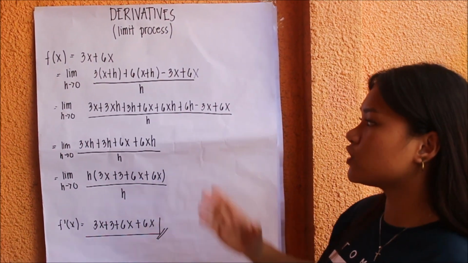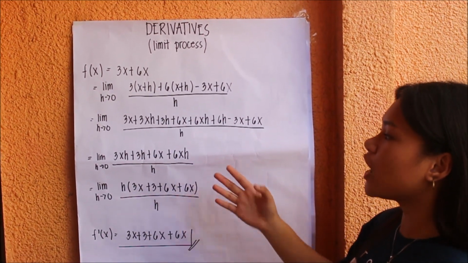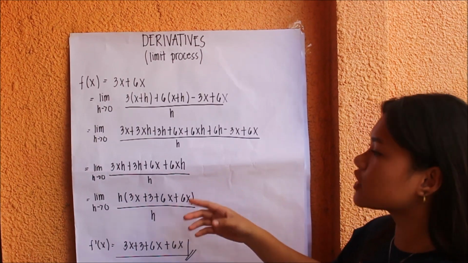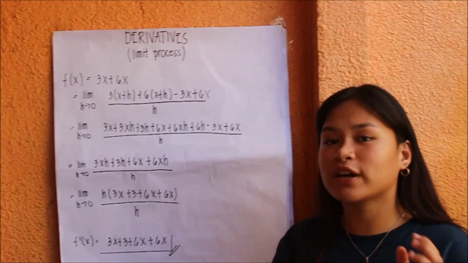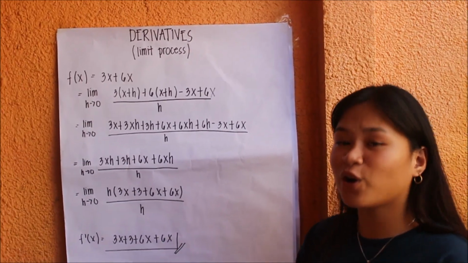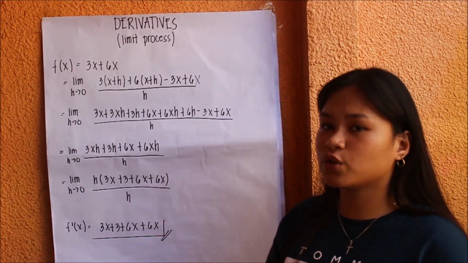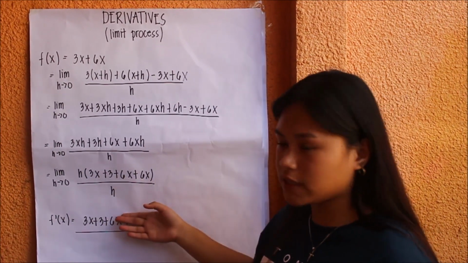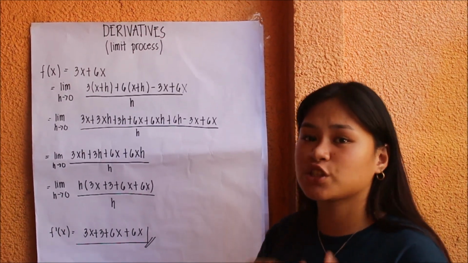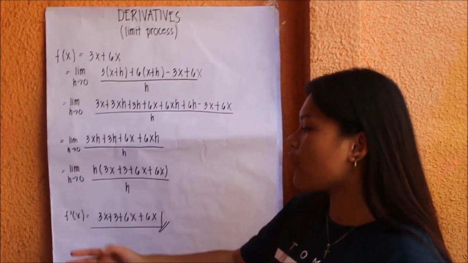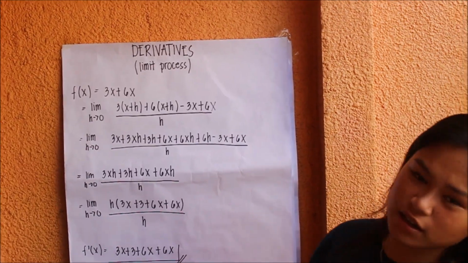The next thing you will do is distribute each factor, so we come up with this equation: 3x plus 3h plus 6x plus 6h, minus the given over h. And the next thing you will do, you need to cancel out all the same terms. Then you need to factor out each term, so we come up with this equation, and you need to substitute all the h with 0. So my final answer will be f prime of x equals 9.